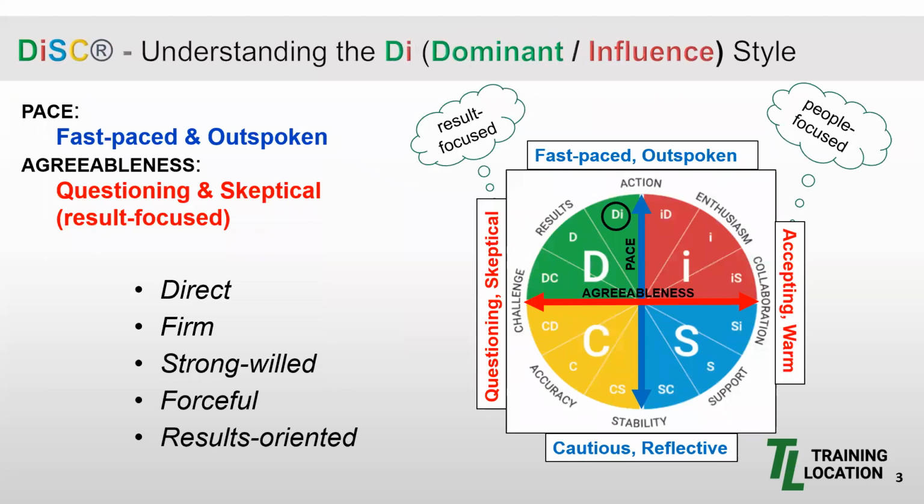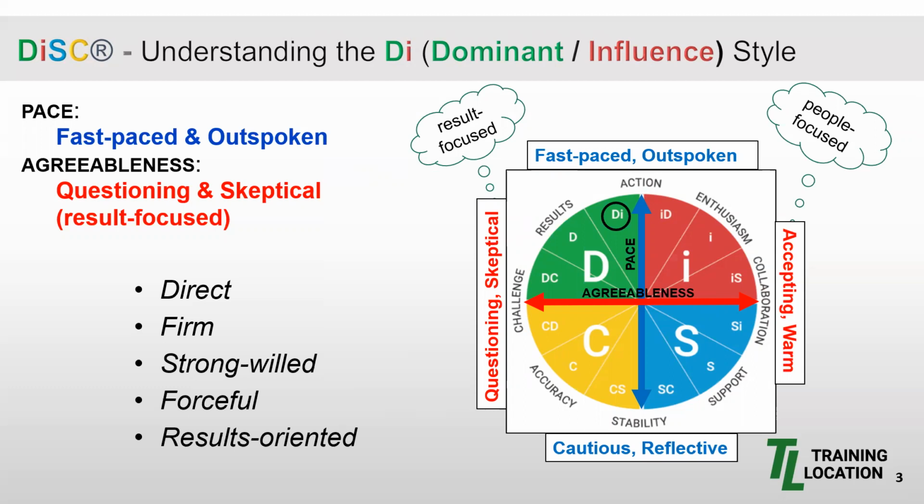Now, a quick summary of the DI style. Let's start with what we know. We already know a couple of basics about the DI style that resides within the dominant quadrant. This D quadrant, including the DI, the D, and the DC styles, has a pace of faster and outspoken, combined with an agreeableness quotient of questioning and skeptical, which we call result focused. And the brief list of observable behaviors or descriptors still includes direct, firm, strong-willed, forceful, and results-oriented.